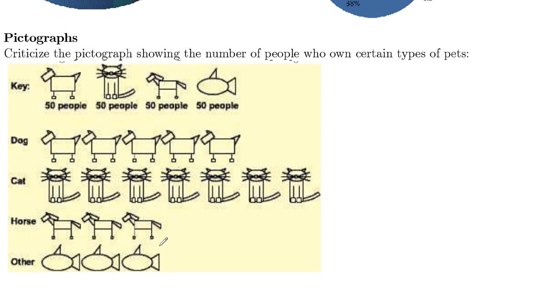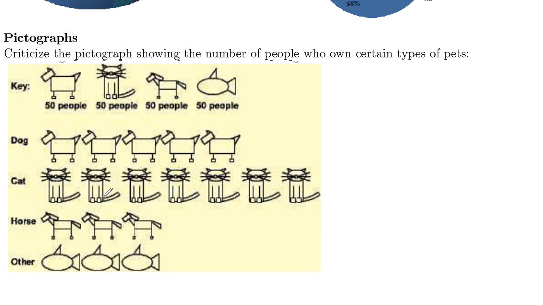So that's sending some signals to your brain that can be deceptive. So you're looking at this and you're seeing 3 fish, and here you're seeing 3 horses, but these fish are bigger than the horses. So subconsciously that's making you think, oh well, there's more fish or more other pets here than there are horses because it takes up more area. And then here again, the cats look like it's a lot bigger in terms of area than the horses.